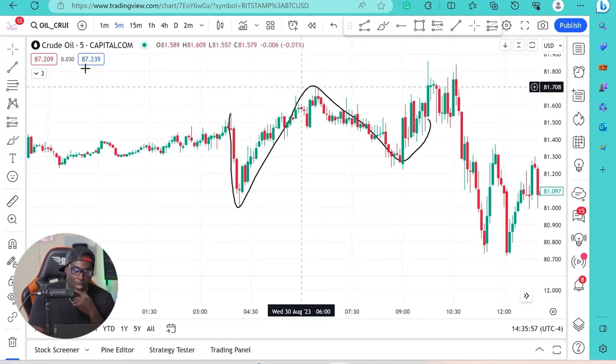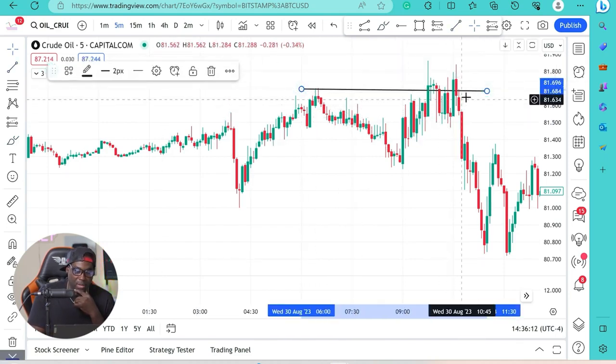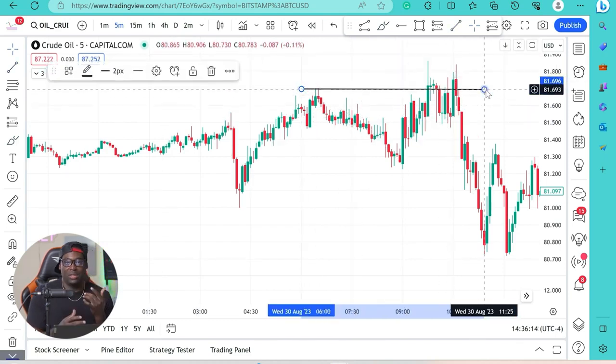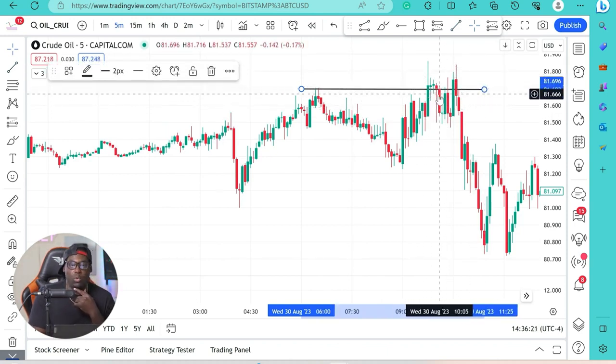Okay, so right here, notice how we have this resistance right here, and it broke that resistance. But if you notice, it barely broke that resistance. It came back down, right? So now this resistance is actually holding. So in my head, I'm thinking, okay, the market looks weak. We're not really in a strong trend. We're having these deep pullbacks. We are having trouble at resistance. Maybe today is going to be a reversal day. Okay, so that's my mindset, right?